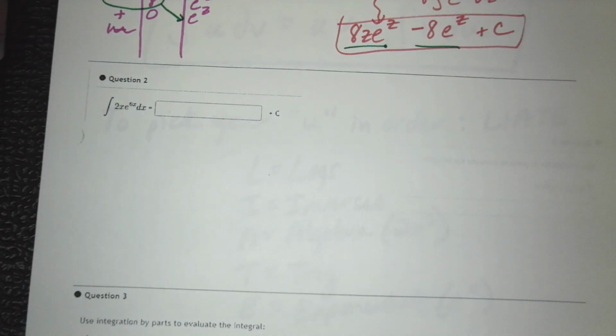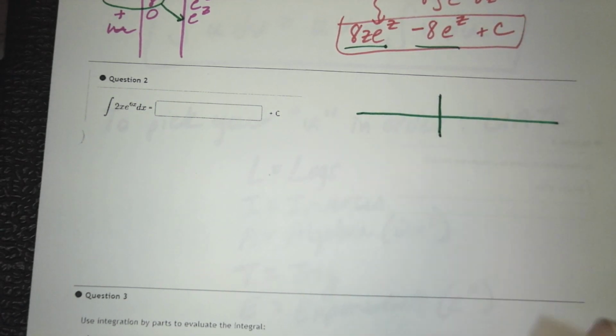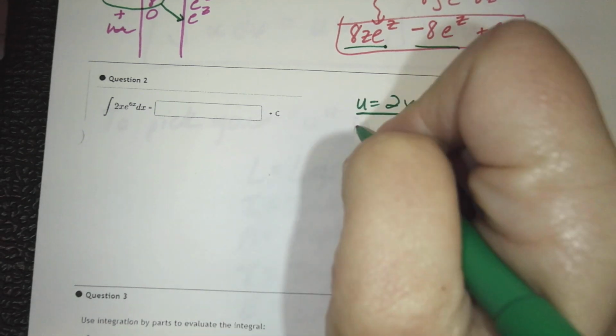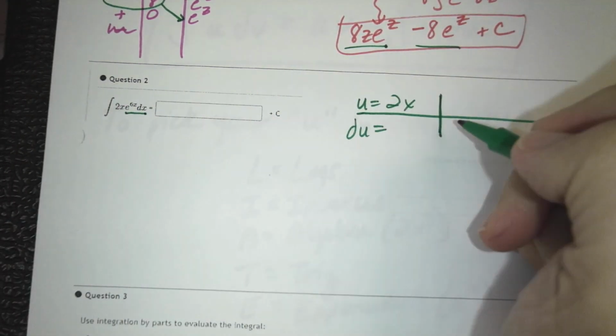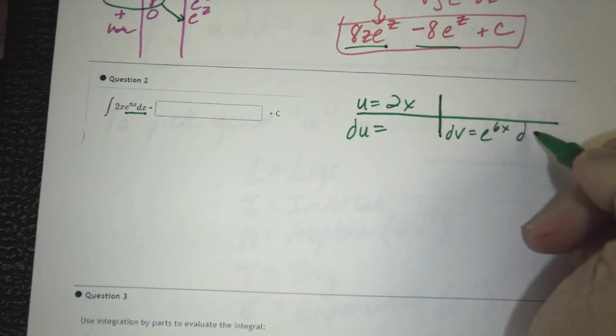Next one. Set this up. We're going to do it the old way. You have to do it both ways because it'll just help you in the future. All right, according to LIATE, what would be my u? 2x. So I'm going to let this be 2x. I'll take a derivative in a moment. That means the e to the 6x is my dv. e to the 6x.